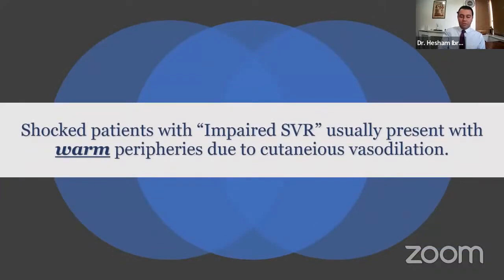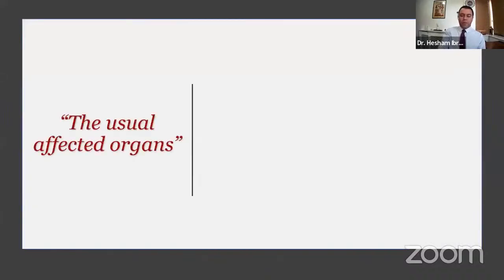And again, as a general rule, shock patients with impaired systemic vascular resistance usually present with warm peripheries due to the cutaneous vasodilatation. So that is another important clue that you can use to differentiate the type of shock. Okay, so commonly affected organs are the organs that you're going to focus on in your clinical assessment. So skin is an important organ here. The skin is usually cold, but it can be warm, as we said, and it will be sweaty.